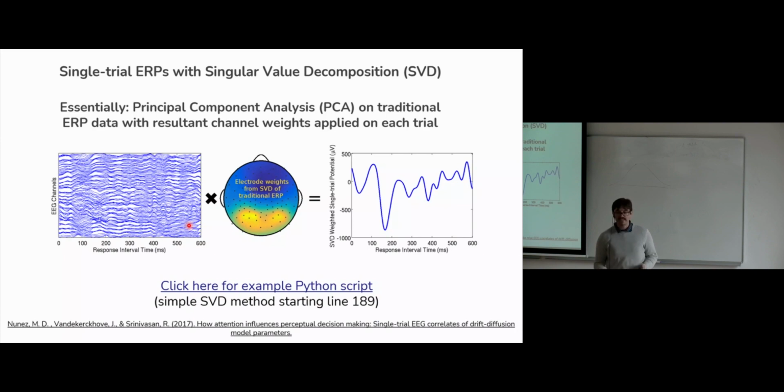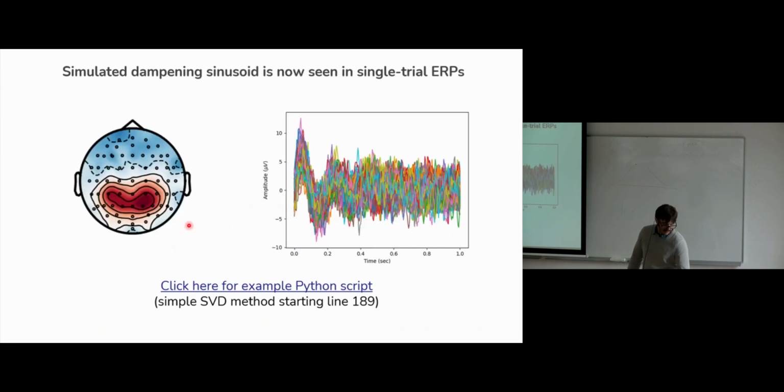You could replace it with any decomposition, but I think this is one of the simplest decompositions you could do to improve your signal-to-noise ratio on a single trial. It's just a few lines of code, so I encourage you to look at the Python script here. It's really just a simple decomposition. If you want something quick and dirty, this is the solution. Okay, now going back to the simulation.